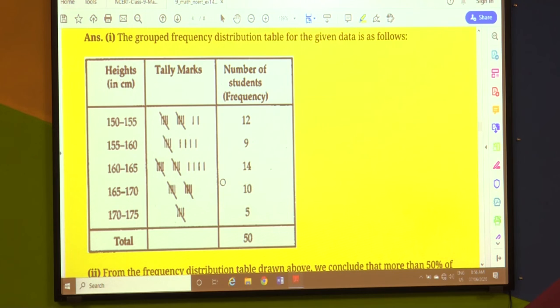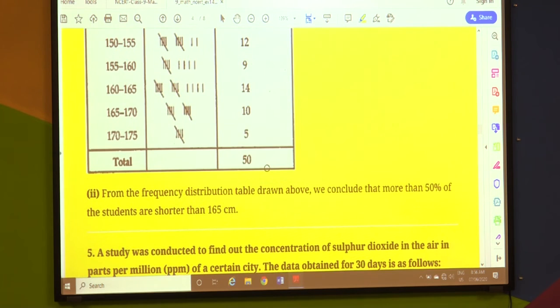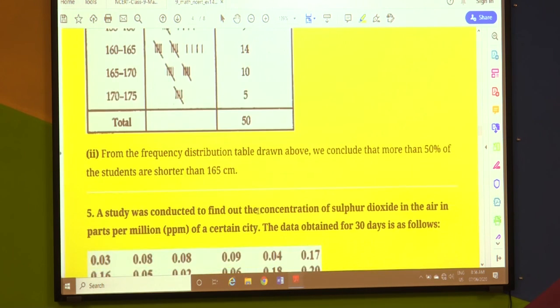150 to 155, frequency is 12, 155 to 160, frequency is 9, 160 to 165, frequency is 14, 165 to 170, frequency is 10, and 170 to 175, frequency is 5. Okay, this is the grouped frequency distribution table that has been formed. Now what is the conclusion from this?